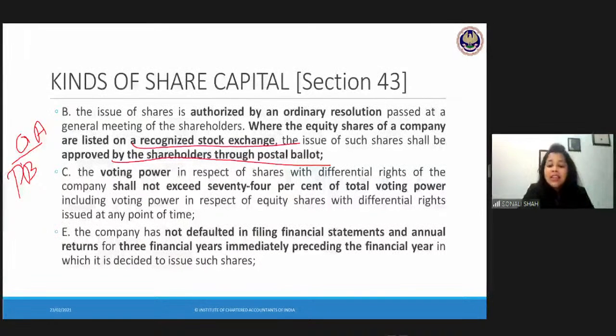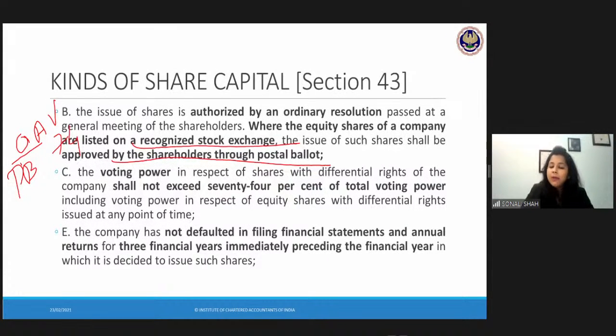Now, the voting power in respect of shares with differential rights of the company shall not exceed 74% of the total voting power, right? So in totality, the voting power that equity shares with DVR can hold is 74%. It cannot exceed 74%. So the total voting power that can be associated with equity share capital with differential voting rights is 74%. So V is 74.